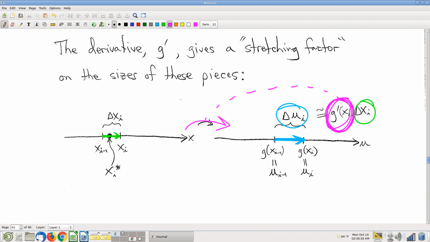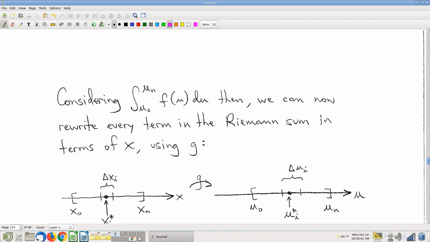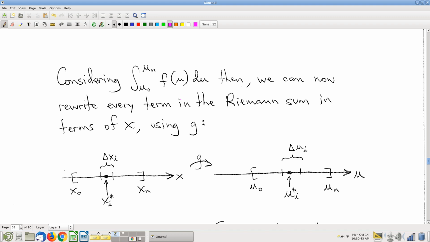Okay. So, with this layout all set up, what I want to do is look at our image interval over here. And on that image interval, I want to ask the question, how would I compute an integral? Why I would want to do such a thing, you'll see in just a moment. But for whatever reason, let's write down an integral on this interval of the u-axis.